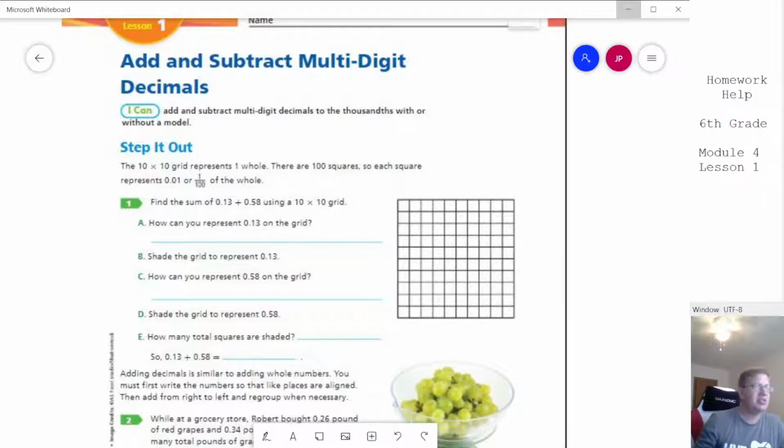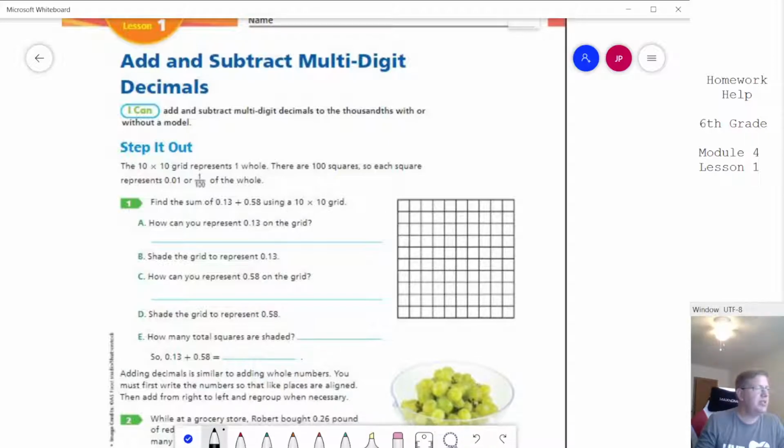We're going to see a picture very similar to one that we might have used last year, and I'll give you some assistance in figuring out what we're doing with that. So we have a 10 by 10 grid, kind of represents a 100 block, which represents one whole. We have 100 squares, so each square represents 1/100th, written as a decimal or a fraction. And so we are going to find the sum of 13/100ths plus 58/100ths using this.